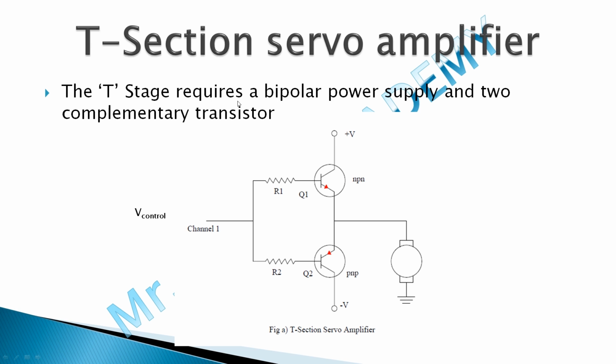The T-section servo amplifier requires a bipolar power supply, positive as well as negative, and two complementary transistors, that is Q1 and Q2, as shown in the figure. It is clearly mentioned that Q1 is NPN and Q2 is PNP.